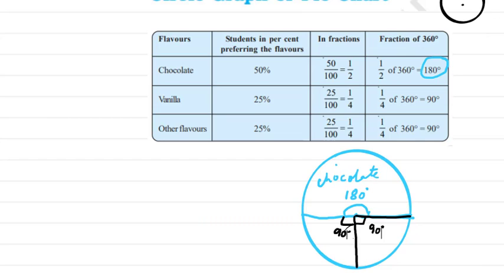So hope you are getting it. This is the vanilla and this is the other flavors. And here also you can write the percentage, like 50%. You don't have to mention these things inside, you can mention them outside as well.